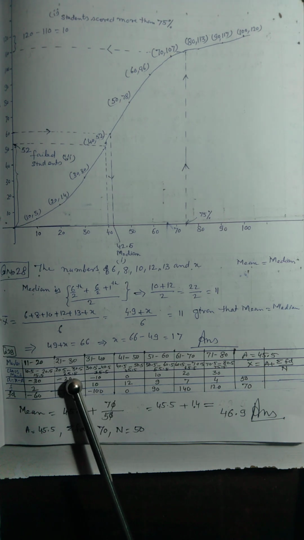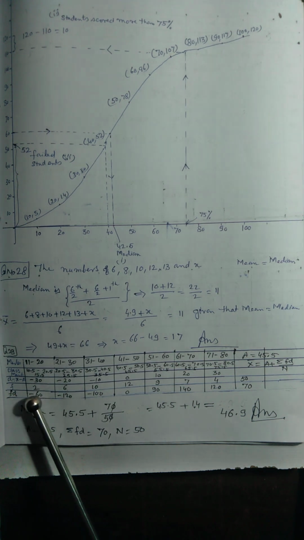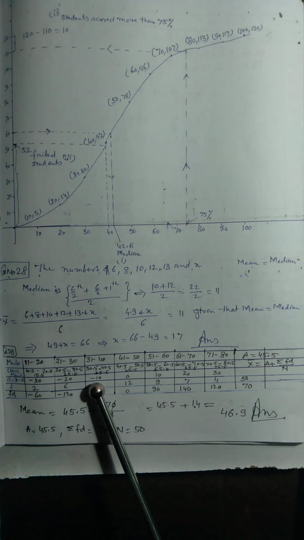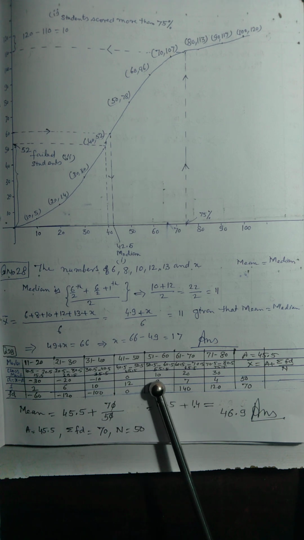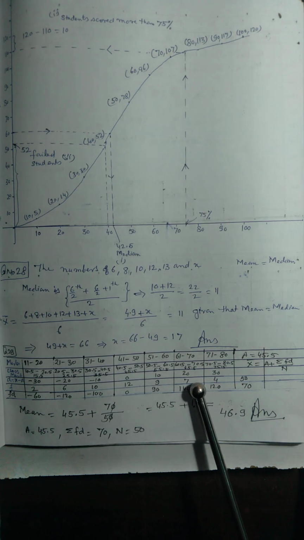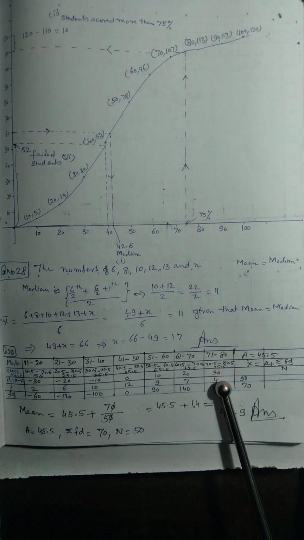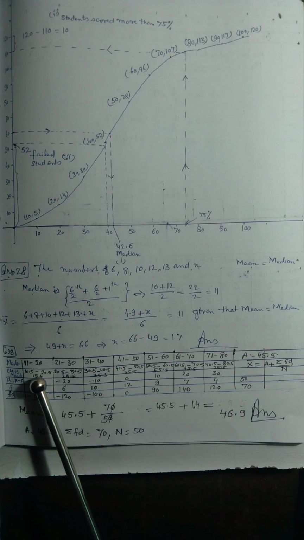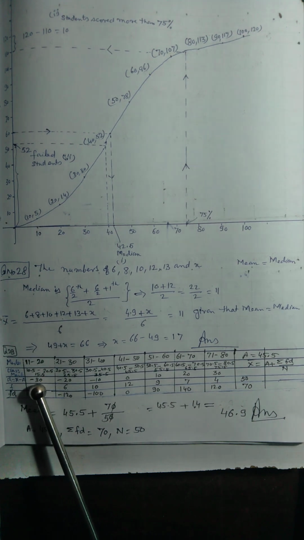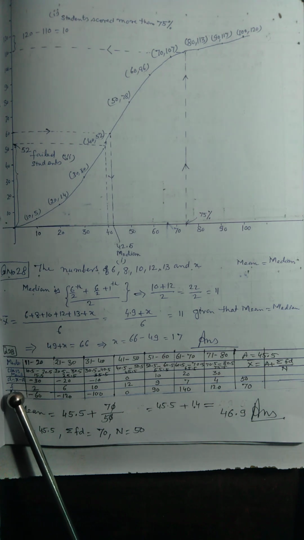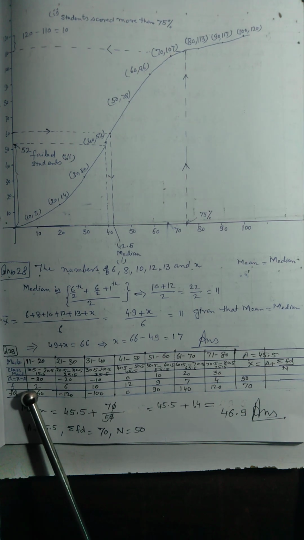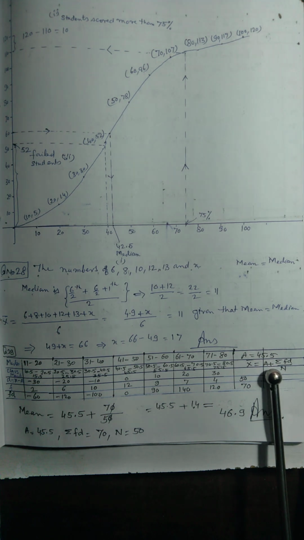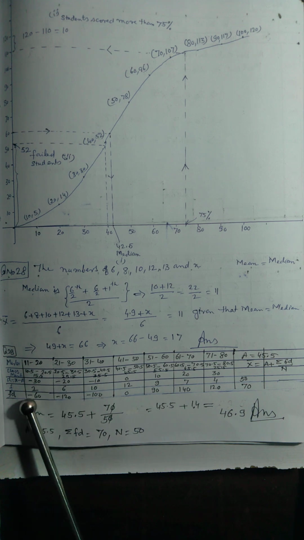And subsequently we have to find the class mark. So the class marks will be 15.5, 25.5, 35.5, 45.5, 55.5, 65.5, 75.5. In this way we will find out the class mark after making the exclusive class. Now we have to take the deviation, that is x minus a. Here the assumed mean, which I have taken, is 45.5.